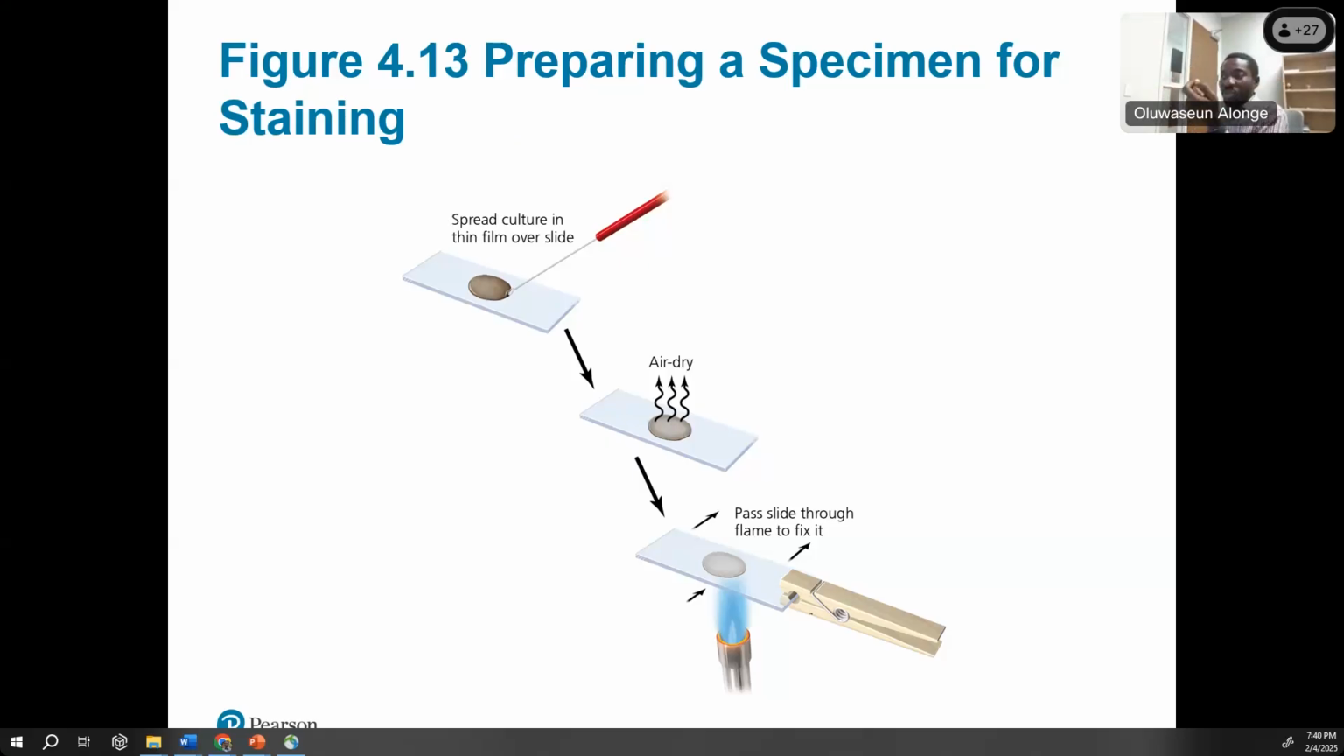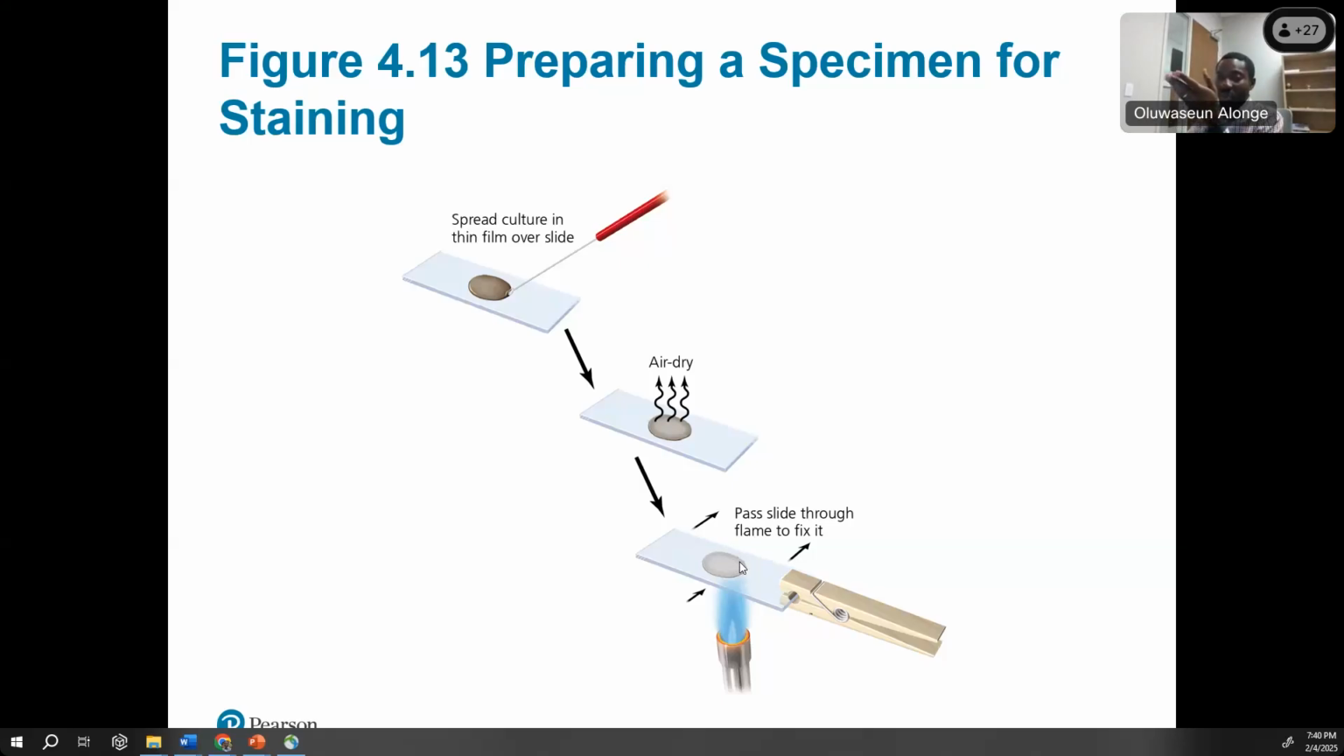Another thing to do is sometimes you just pass it through the flame. You don't let it stay on the flame, depending on how you want to do it, but you don't want to apply too much heat. We call this heat fixing. Heat fixing does two things. Number one, it makes the specimen stay on the slide. Number two, it also kills the bacteria.